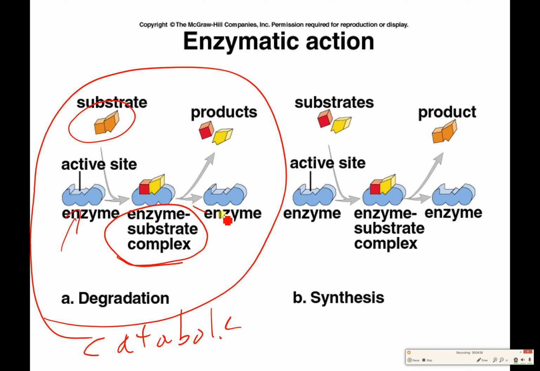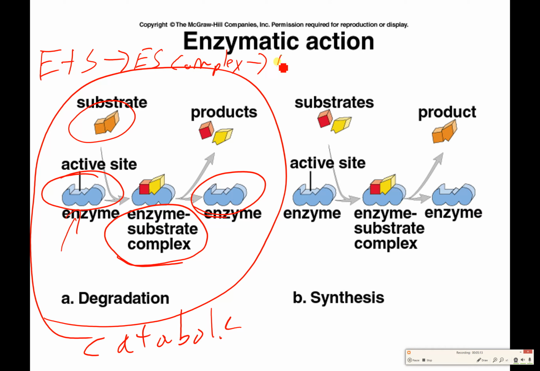Notice that when the reaction's over, the enzyme is not changed. It's exactly the way it was to begin with, but the substrates have turned into products. Sometimes you'll see this written as enzyme plus substrate yields enzyme-substrate complex, which eventually yields an enzyme unchanged plus the products.